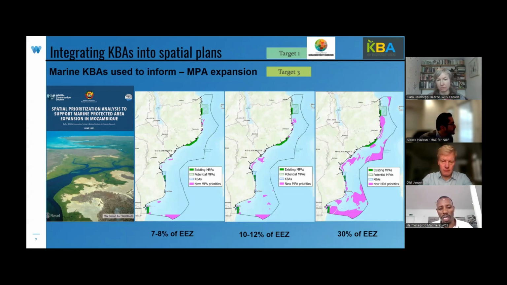So we have here 3 scenarios, one suggesting expansion of 7 to 8%, a second up to 12%, and then up to 30%. These scenarios locked in the KBAs in the smart conservation planning approach. So you lock the KBAs in so that they account to the results that you get. So this is how they were used for the marine context. And the government currently has developed a strategy to inform expansion of MPAs as a whole. And they have selected the second scenario as the scenario that we're working towards achieving by 2030.